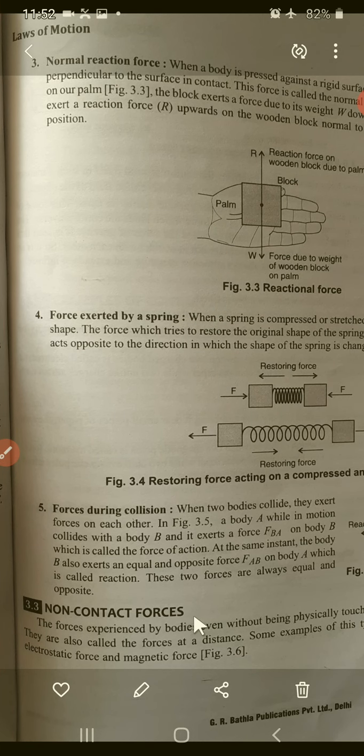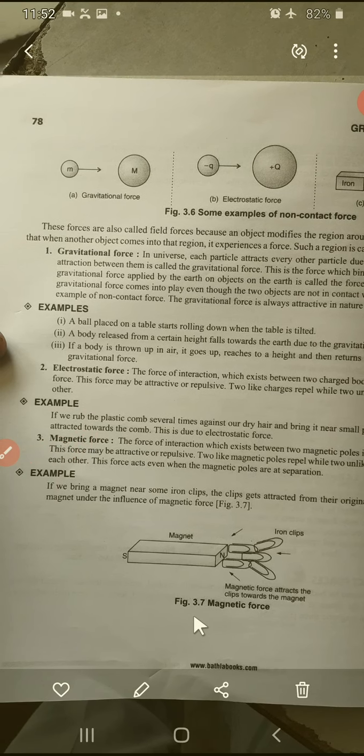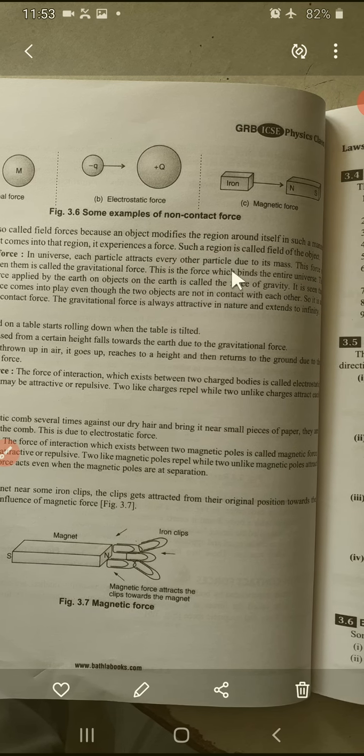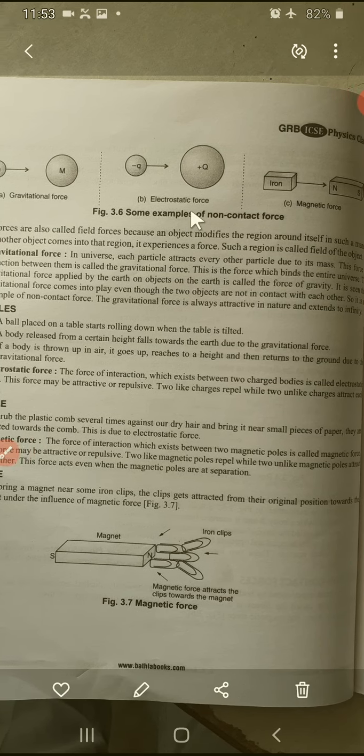Next, what is a non-contact force? A non-contact force is gravitational force. In the universe, each particle attracts every other particle due to its mass, but they are not in physical contact. They are not in physical contact, but they are attracting each other. So it is a gravitational force.